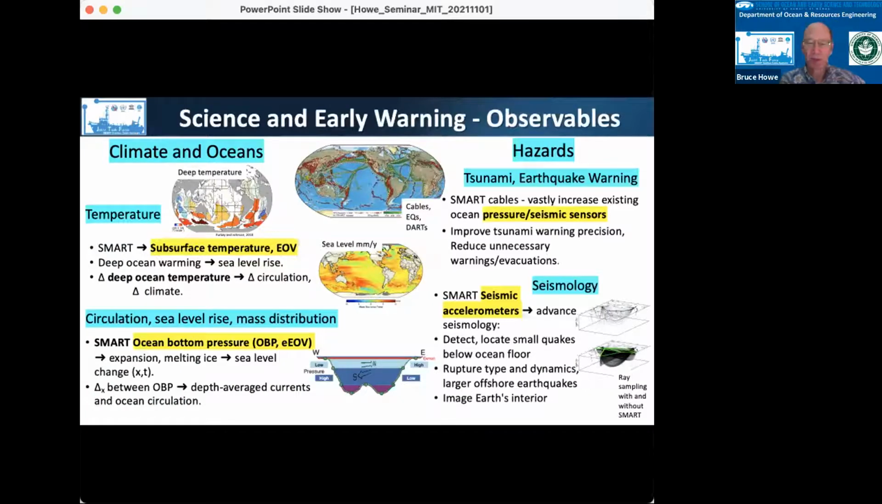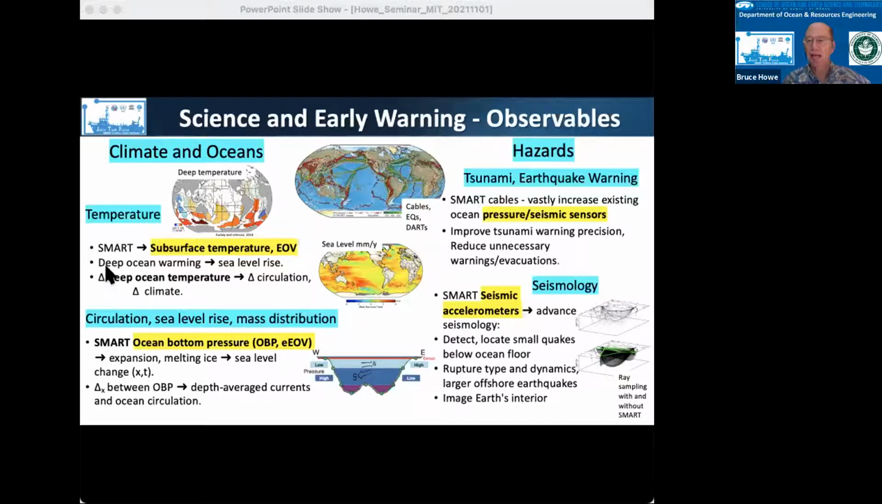So let's see what we're actually going to measure with this system. Again, those three basic measurements: temperature, pressure, and seismic acceleration. Temperature, the map on the top right shows the deep ocean temperature measured by ships. Each of these lines is like every 10 years a ship goes by and makes these measurements. So we would be providing deep measurements on a continuous real-time basis, and obviously measure deep ocean warming.